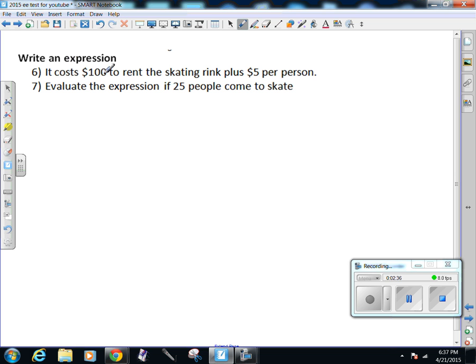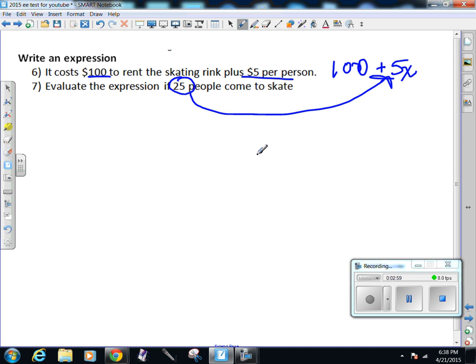Okay, write an expression. It costs $100 to rent the skating rink plus $5 a person. So when you write an expression, it's going to be $100 plus $5 a person, but I don't know how many people I'm going to have, so it's 5x. Then I'm going to evaluate it if 25 people want to come skate, so I'm going to replace that x with the 25. So my answer is going to be 100 plus 5 times 25. And then you have to do the math and get your answer here.